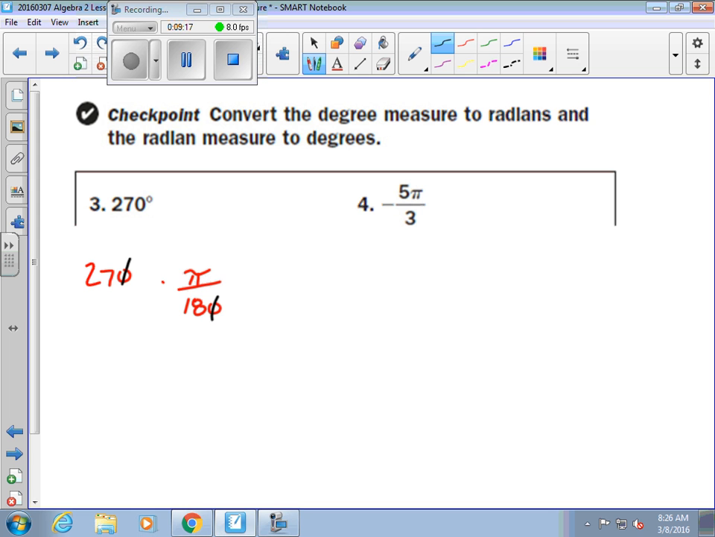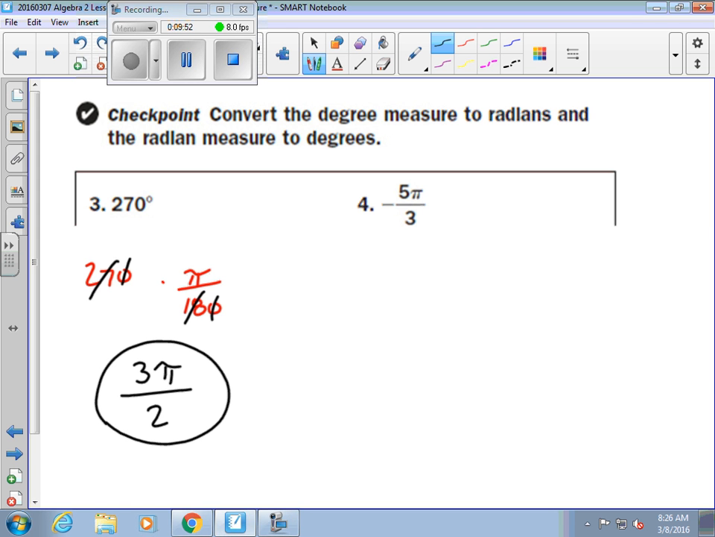Then what number goes into both 27 and 18? What is the greatest common factor of both of those? Doesn't 9 times something give you 27? And 9 times something give you 18? That's right. 9 times 3 is 27, and 9 times 2 is 18. So 3 pi over 2. That is the radian measure.